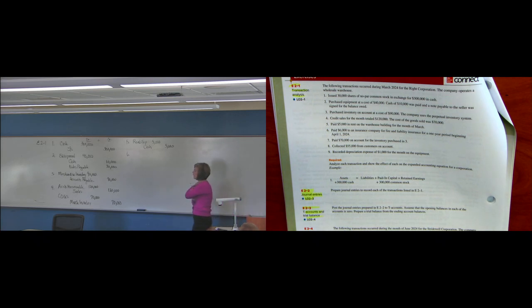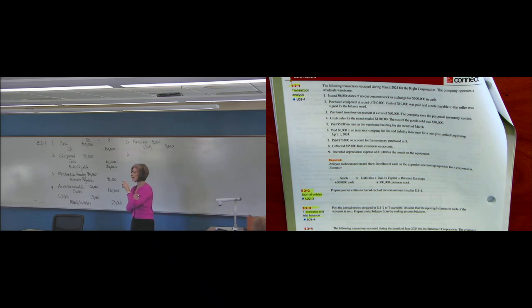Number 6, paid $6,000 to an insurance company for fire insurance and liability insurance for a 1-year period beginning April 1st of 2024. So remember, this is March of 2024. You are, hint, hint, prepaying your insurance for a whole year. So what 2 accounts do I want to use here? Prepaid insurance and? Very good. What kind of account is prepaid insurance? It's an asset.